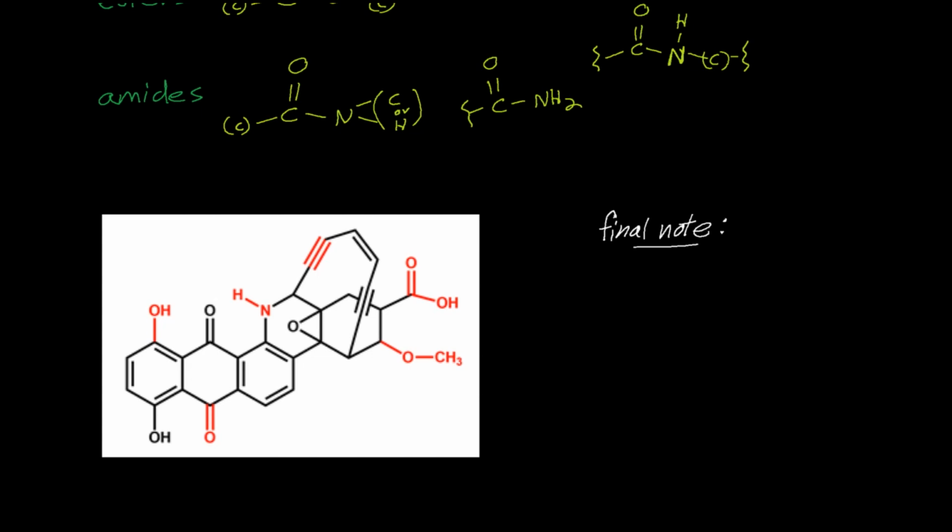Here's an example of how we would apply this. Here's a molecule called dynemicin. It was an anti-tumor drug that was being investigated. I'm going to identify the functional groups here. So this is an alcohol, right? This is a ketone. Here we have an amine.